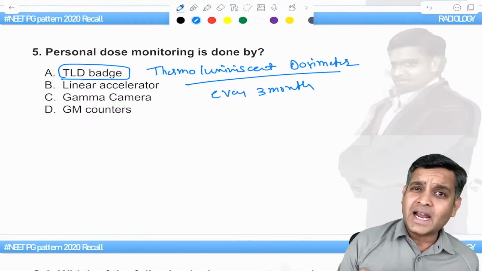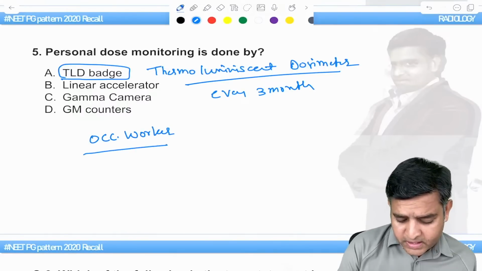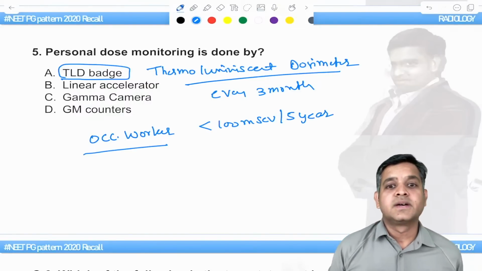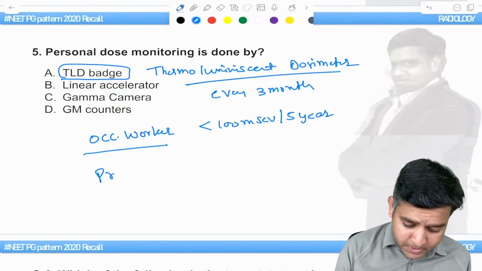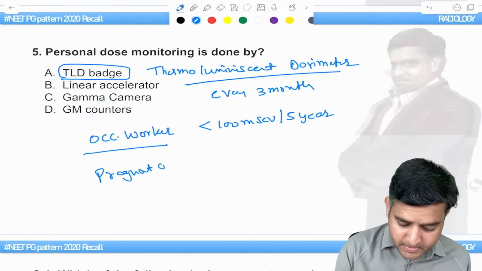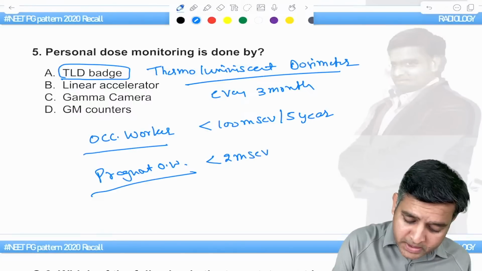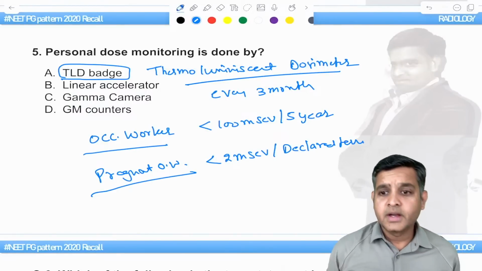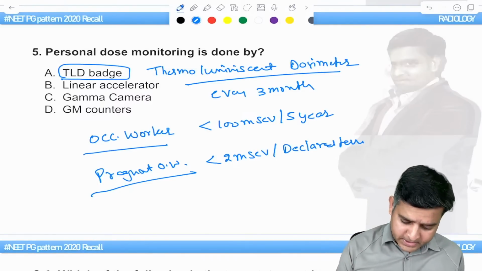Okay. And what is the guideline for an occupational worker? The guideline for an occupational worker is that this value should be less than 100 millisievert in a 5-year period. But what about a pregnant occupational worker? For a pregnant occupational worker, it should be less than 2 millisievert for the declared term of pregnancy.